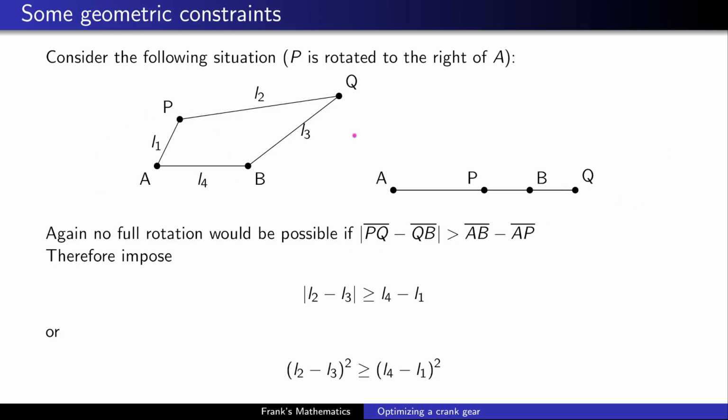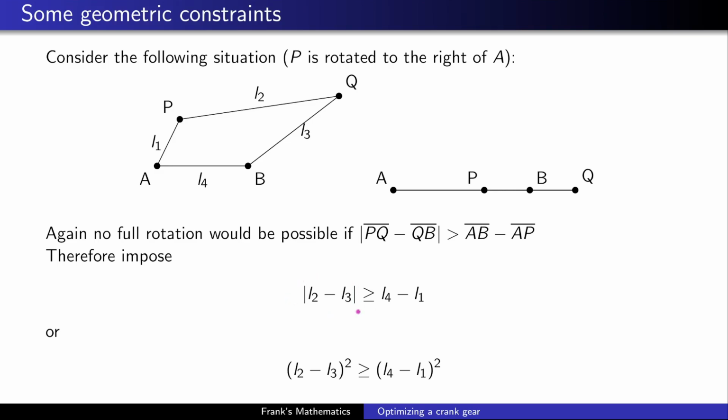A similar situation, but now the point P is rotated completely to the right of A, and again Q is now lying on the line between A and B if this is extended to the right. And with similar arguments, there would be no physical rotation of P around A possible if this condition here holds. I mean, just take a look at the distance between P and B, and if this is violated here, there cannot be a rotation around A. So therefore, we impose the condition that the norm of L2 minus L3 should be greater or equal than L4 minus L1. However, this is something discontinuous here, and we don't want this here.